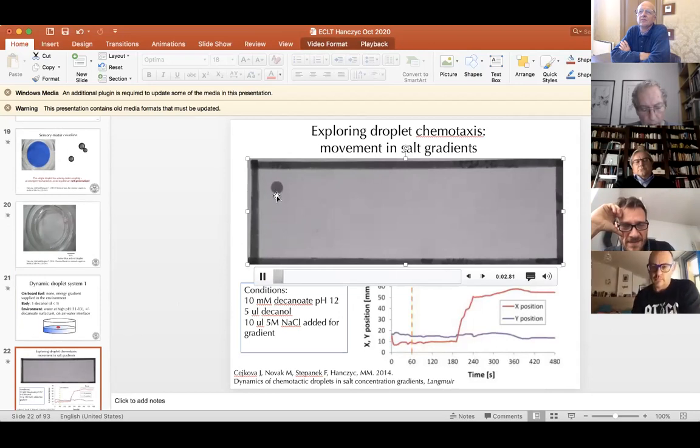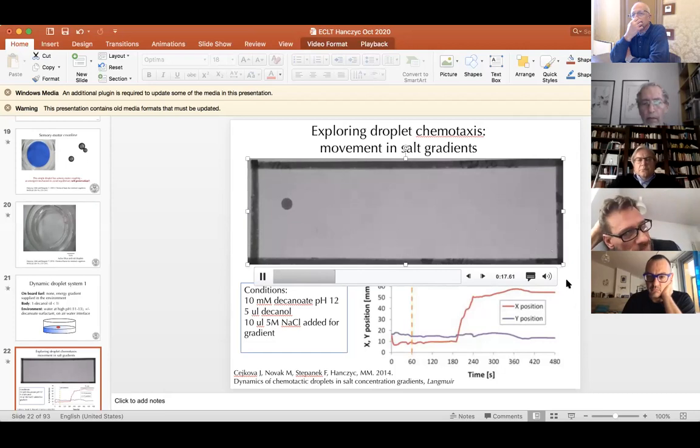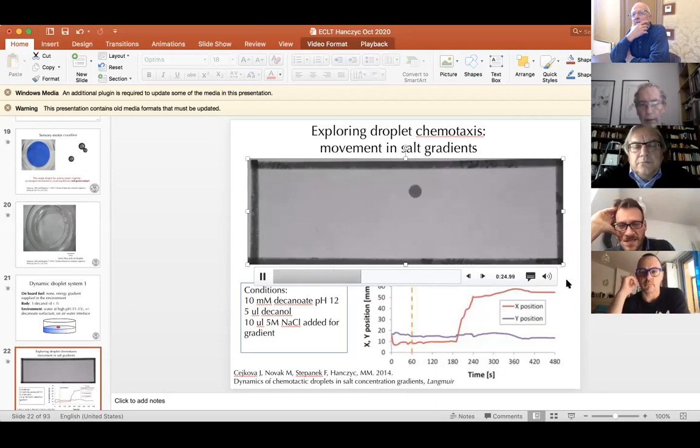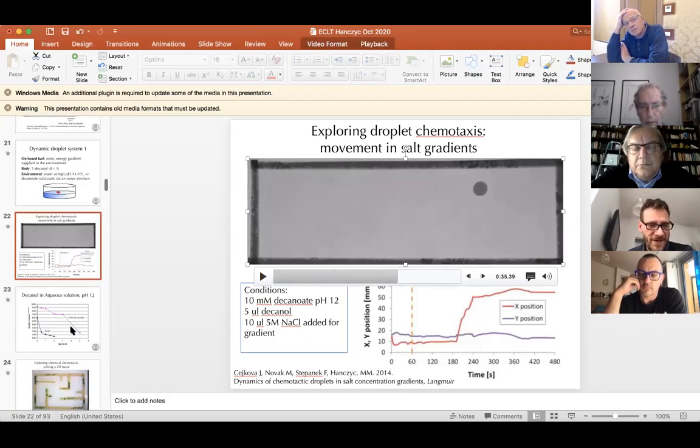Here's our decanol droplet. Okay, this is on a glass slide, basically, that you're looking at here, a few centimeters. And we put in a source of salt here. So sodium chloride is added over on this side. So you can see once that salt diffuses across the slide and encounters the droplet, it's sensitive to it and is then able to move directionally towards the source of salt. Okay, so it's a very simple system.